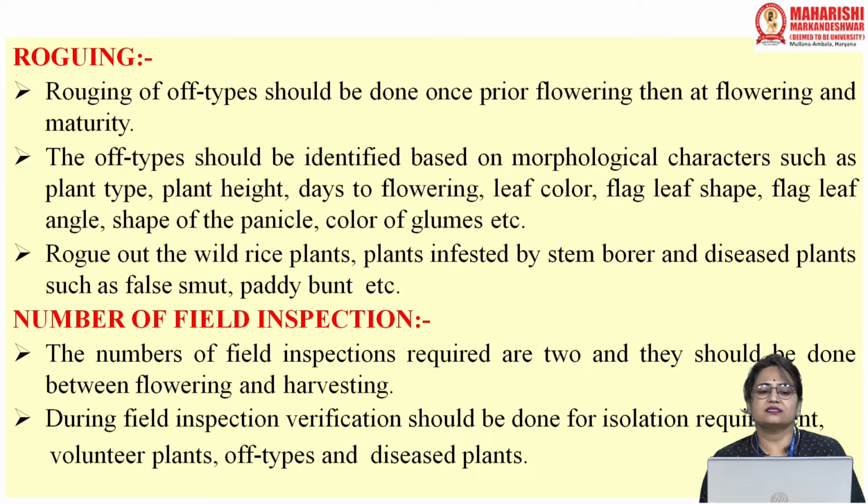So, roguing is done once before flowering, second at the time of flowering, and third at the time of maturity, or you can say post flowering. The off types should be identified based on morphological characters such as plant type, plant height, days to flowering, leaf color, flag leaf shape, flag leaf angle, shape of the panicle and color of the glumes. On the basis of morphological characters, you can identify whether this is an off type or the same crop.